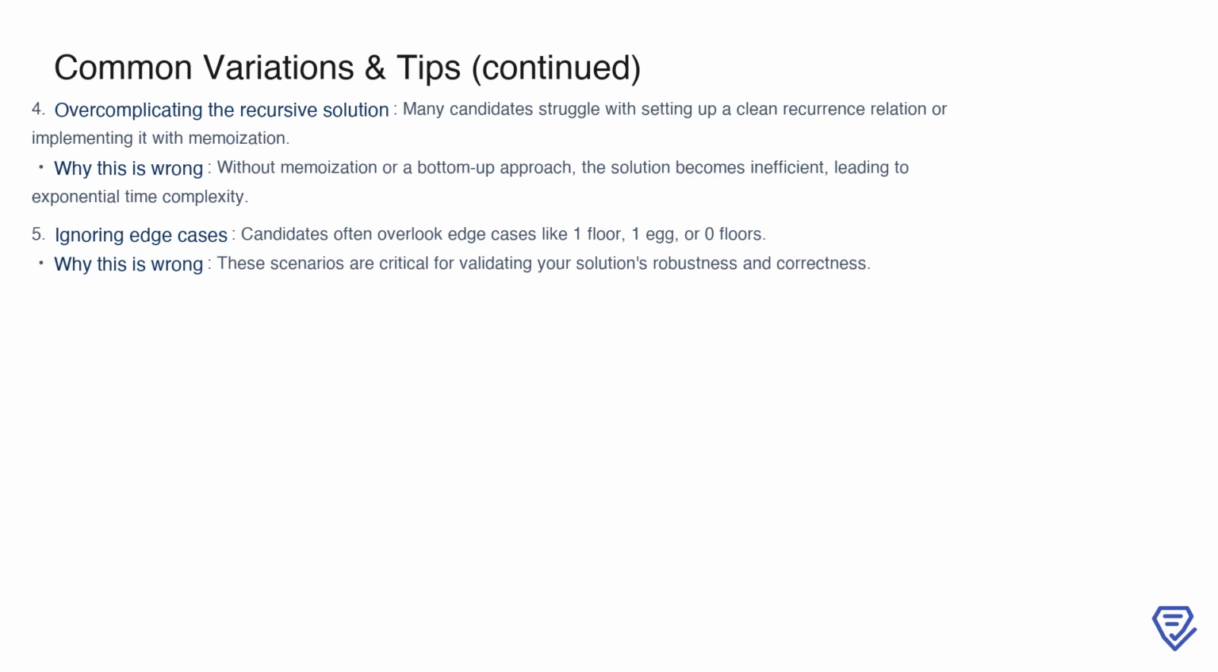Additionally, edge cases like 1 floor, 1 egg, or 0 floors are frequently overlooked. These scenarios are critical for validating the robustness of your solution. For instance, with 1 egg, the only strategy is to test each floor sequentially. Ignoring these edge cases can lead to logical errors that undermine the correctness of your approach. Addressing these common mistakes will significantly improve both the efficiency and reliability of your solution.